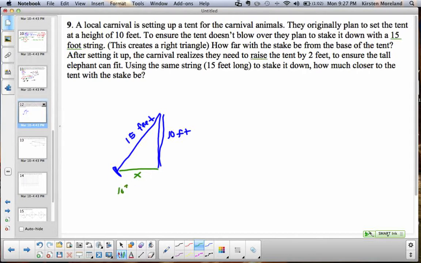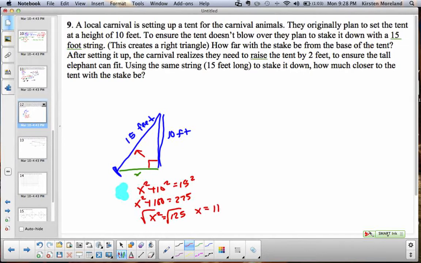So we're going to write 10 squared plus, oops, not plus 15 squared. Excuse me. Don't listen to me. We're going to write x squared plus 10 squared equals 15 squared, because 15 is our c, which is our hypotenuse. So I get x squared plus 100 equals 225. X squared then equals 125 when I subtract the over. And this one it's okay to get a decimal, so I'm going to take the square root of 125, which is 11.18. So the original distance is 11.18 feet.